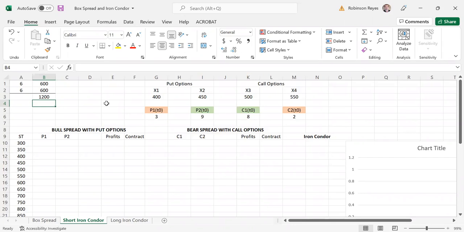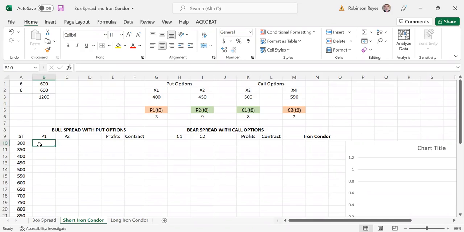And by the way, this is also going to be the maximum profit that we can get from this iron condor if we are forming it the way we usually see it online, which is the short iron condor, equivalent to selling an iron condor, right? Or at least it's a net short position. So now if we want to fill up this chart, let's do it quickly.